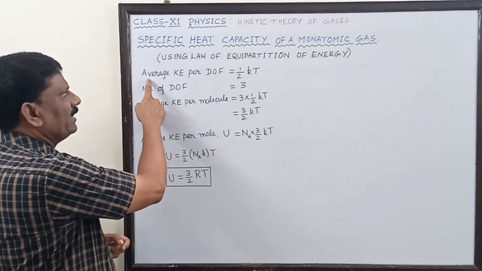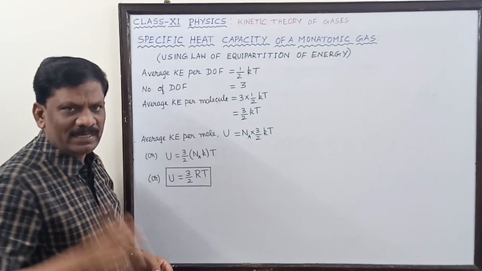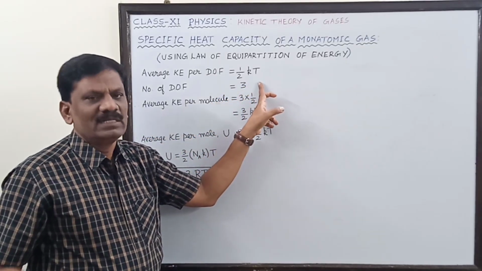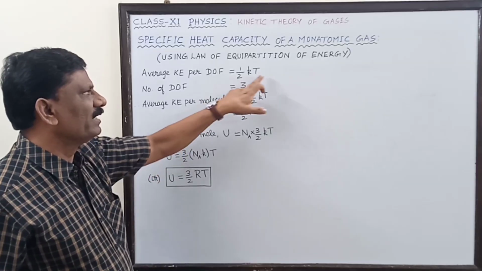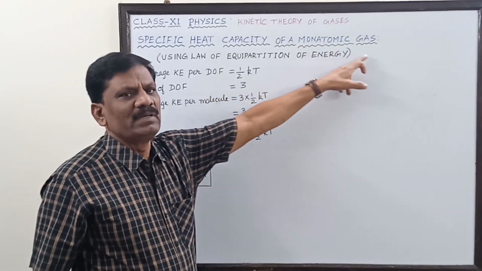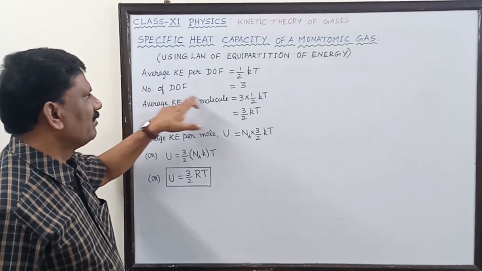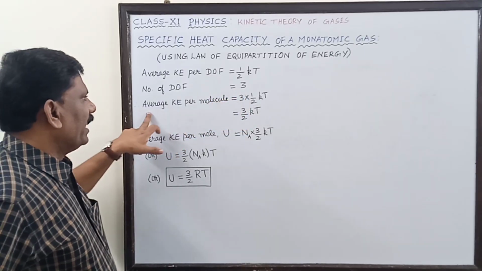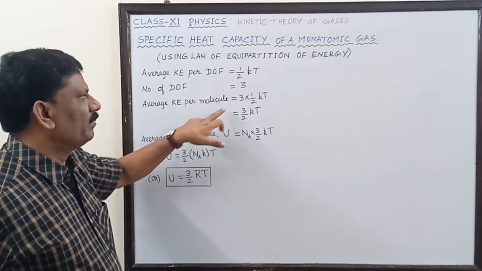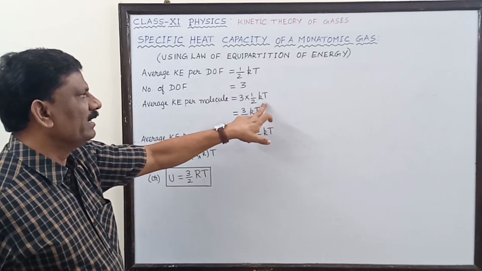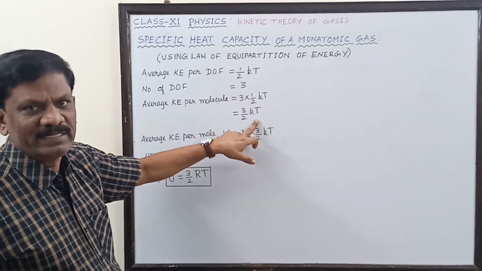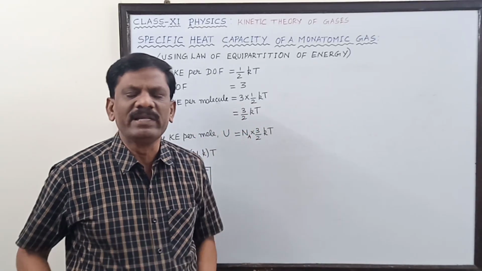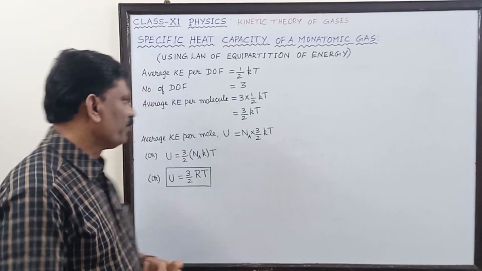Now we have studied that the average kinetic energy per degree of freedom is half kT. So for 1 degree of freedom, the average kinetic energy is half kT. For a monatomic gas molecule, the number of degrees of freedom is 3. So the average kinetic energy of one molecule must be 3 times half kT, that is 3 by 2 kT. So 3 by 2 kT is the average kinetic energy of one molecule of a monatomic gas.